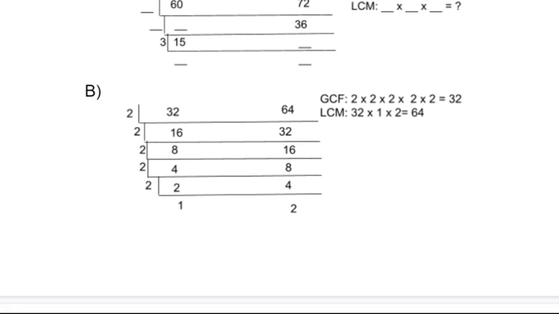And in terms of the lowest common multiple, well, I'm just going to take all the numbers that were on the left side and multiply them by 1 and 2. Instead of writing 2 times 2 times 2 and so on, I already found what the numbers on the left side equal, which is 32. So I'm going to write 32 times 1 times 2, which is 64. And our lowest common multiple for 32 and 64 is 64.